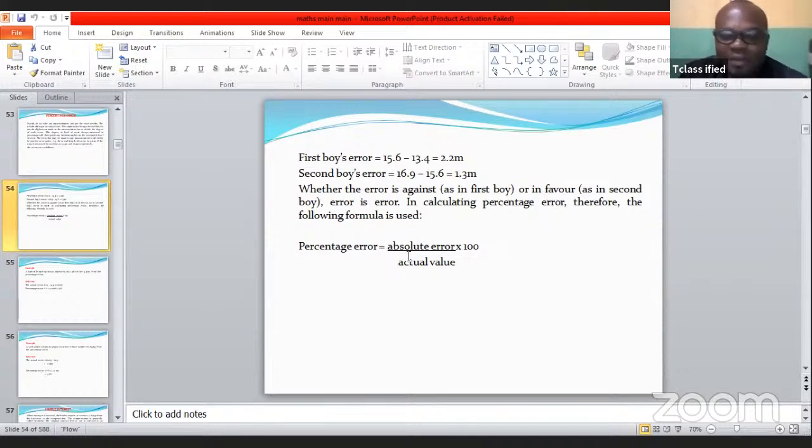This is the formula for percentage error. The error, absolute error simply means over the actual value times 100 over 1.